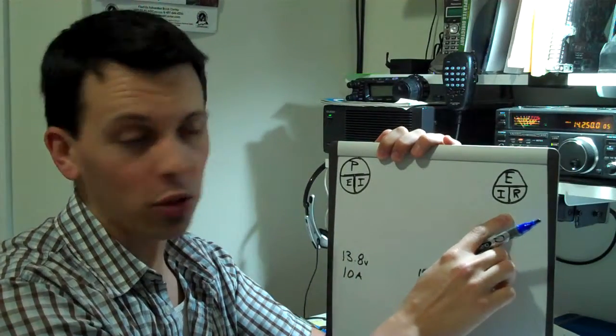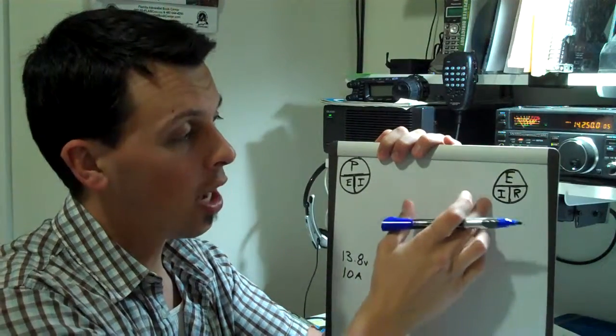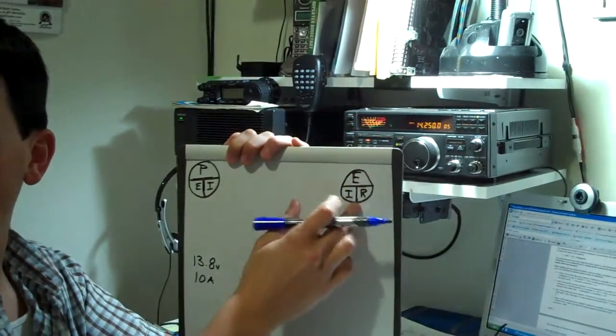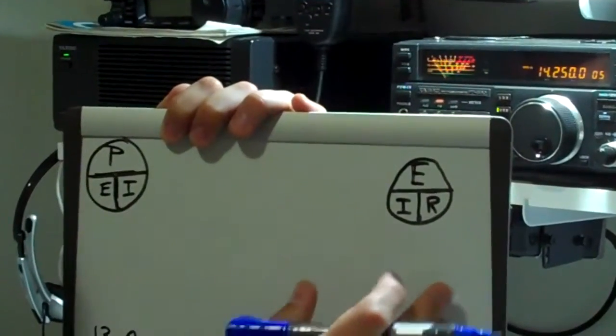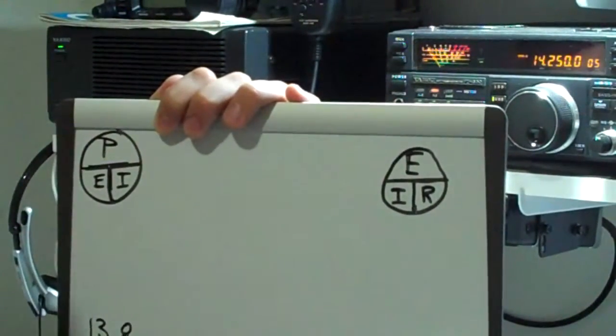Now, this should look familiar. We talked a little bit about this already. E over IR. Of course, E is voltage, I is current, R is resistance. So if we need to find voltage when we know current and resistance, we can figure out how. If we need to find resistance when we know voltage and current, we can do that.